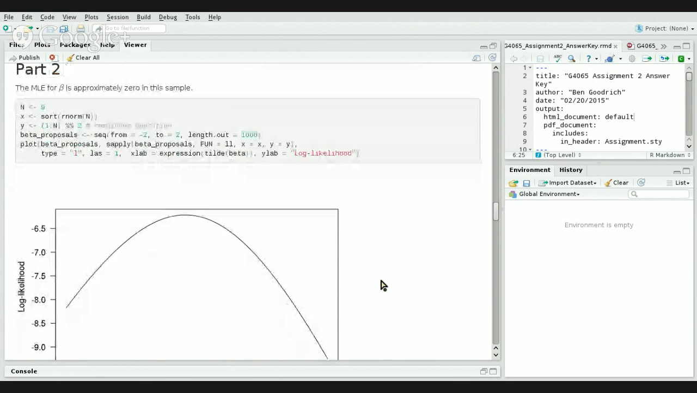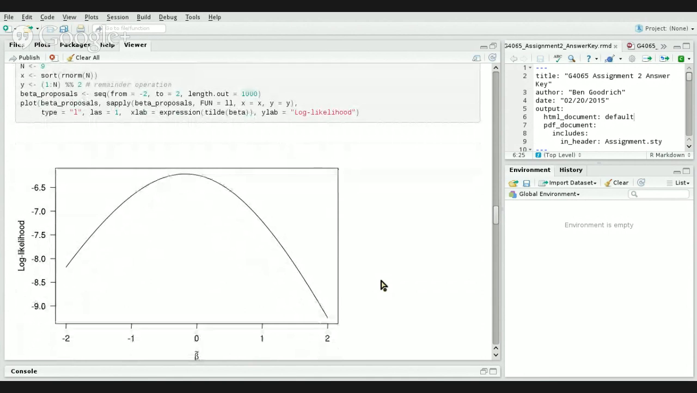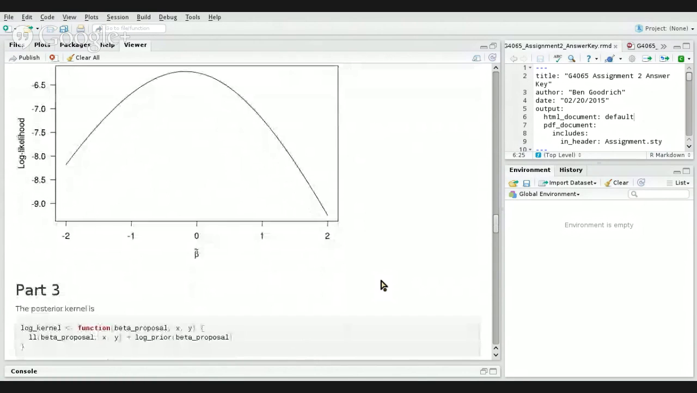And we can plot the likelihood. It looks like this. It has a maximum likelihood estimate close to 0, which makes sense because y, the way it's constructed, doesn't depend on x at all. We good? So that's what the likelihood function is.